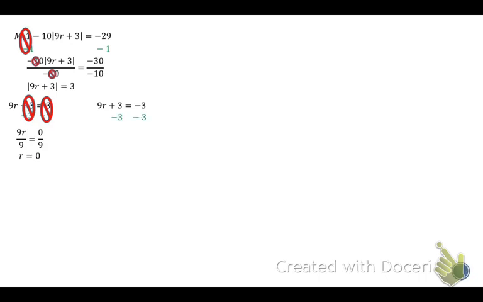Here subtract 3. You get 9r equals negative 6. Divide by 9, and you get r equals negative 2/3. We can plug it in, and it works for both of those.